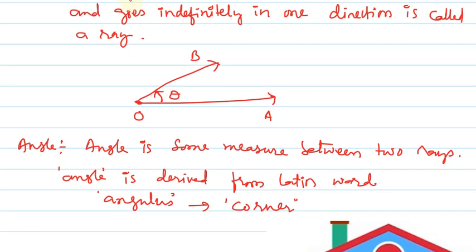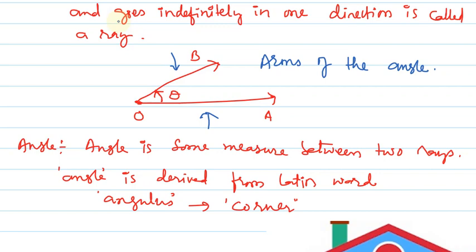Note that the two rays originate from a single point. Here from O, these two rays OA and OB originate. So angle can be defined as some measure between two rays. These two rays, this is ray 1, this is ray 2, are called the arms of the angle. OA is one arm, OB is another arm.